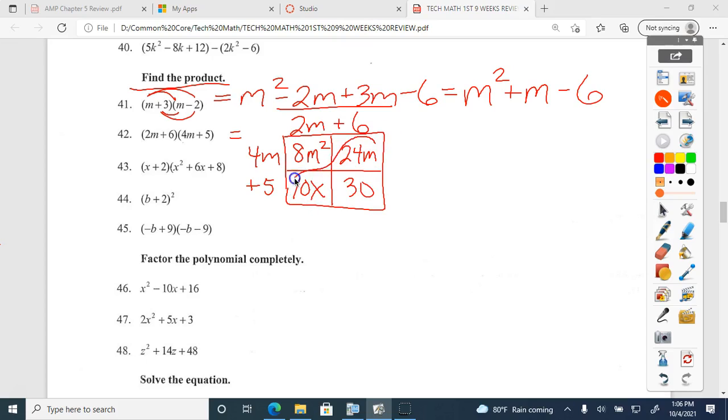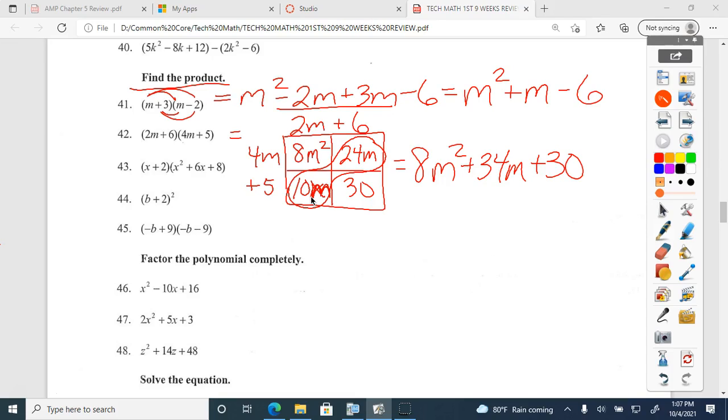Add your like terms. 8M squared plus 34M plus 30. Any questions on 42? Everybody good? Boxes are hard to do on number 34.